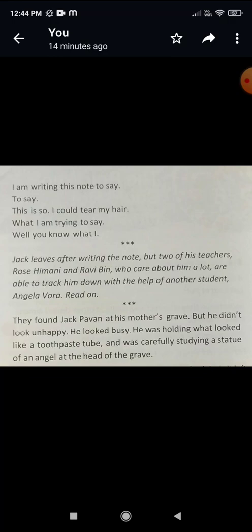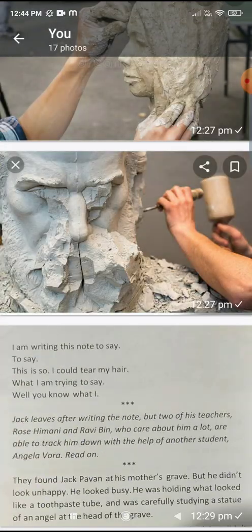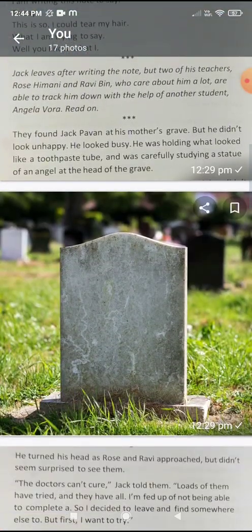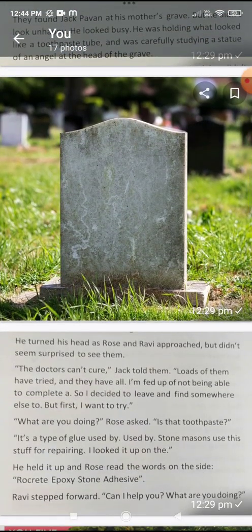He was holding what looked like a toothpaste tube and was carefully studying a statue of an angel at the end of the grave. What do you mean by the word grave, children? Grave means a hole that is dug in the ground to receive a coffin or a dead body. That is called a grave.